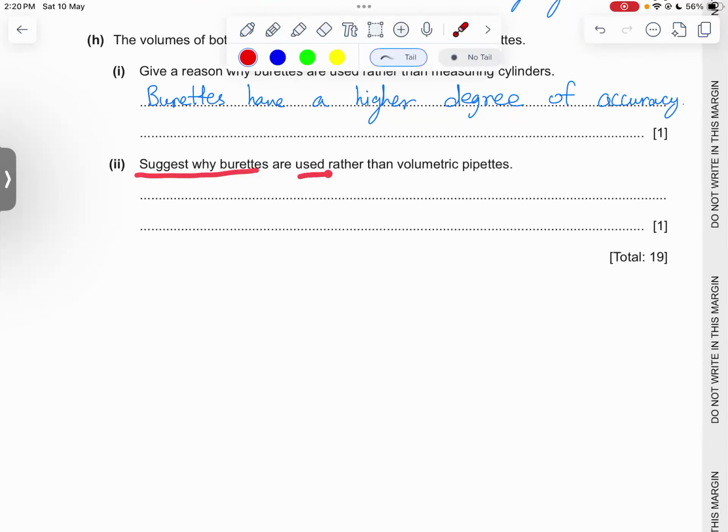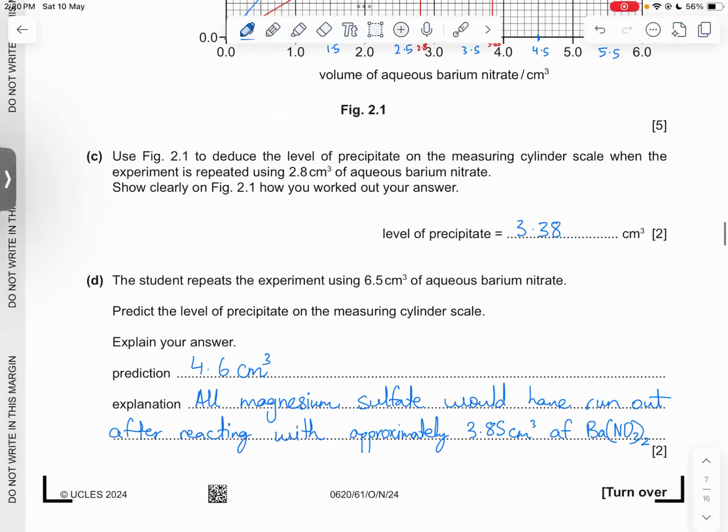Suggest why burettes are used rather than volumetric pipettes. So why do we not use pipettes and why are we using burettes?